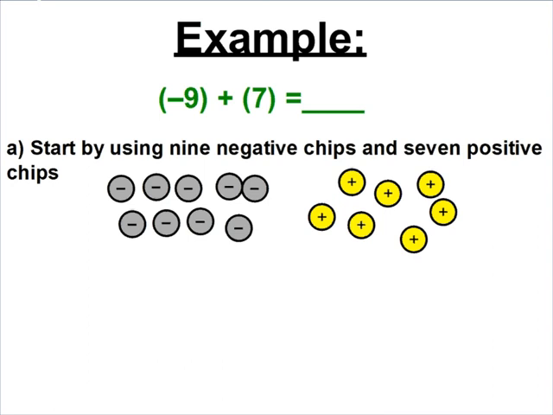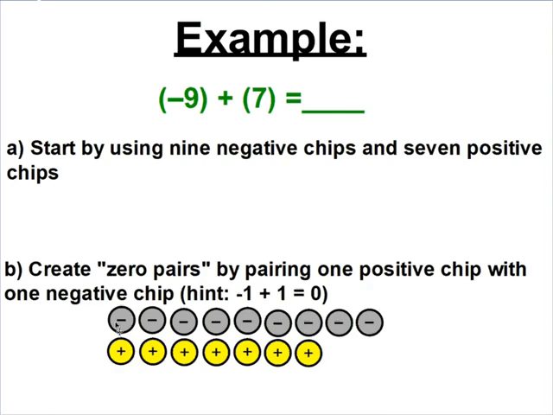So as you can see, I pair them up here. 1 pair, 2 pair, 3 pair, 4 pair, 5 pair, 6 pair. There are 7 pairs of positive negative chips, and each one of those equals 0. The first pair right here equals 0. The second pair equals 0, and so on. So each of those pairs has no value.